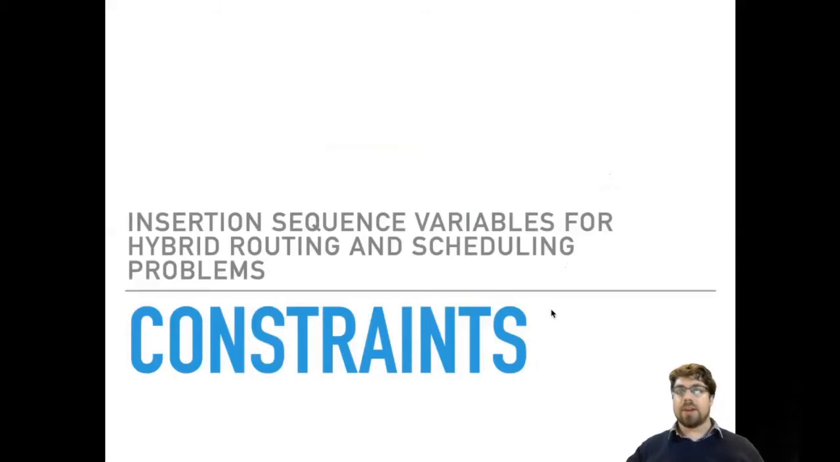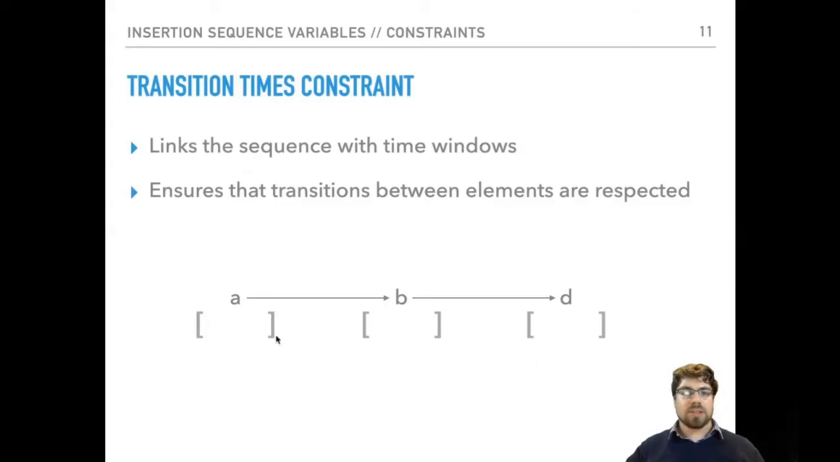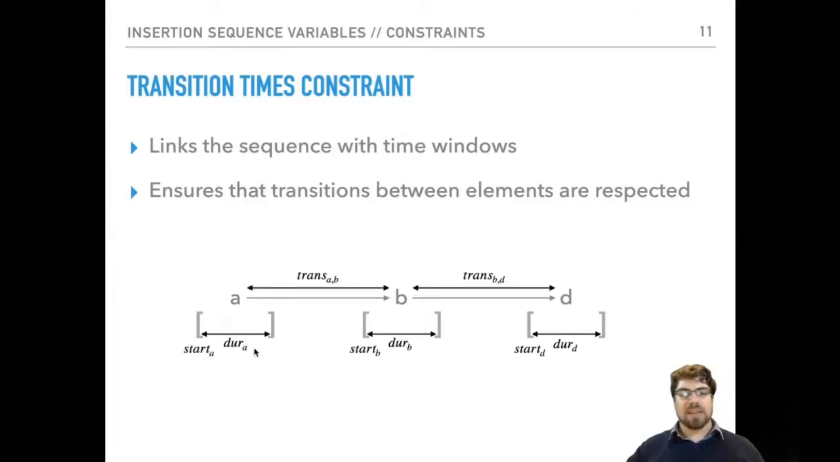We developed several constraints for our sequence variable. In the paper I detailed two of them. So the transition time constraint, which links the sequence with time windows. So the idea being that the sequence represents a series of events, and each event is associated with a time window that is characterized by a start and a duration. So both of these are CP integer variables. And furthermore, we have a transition matrix that will indicate the time that it takes to transition from one element or one event to another.